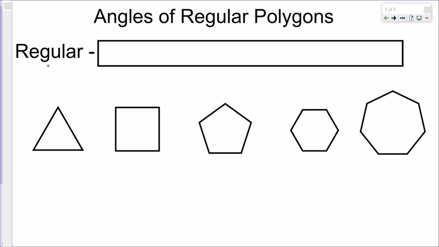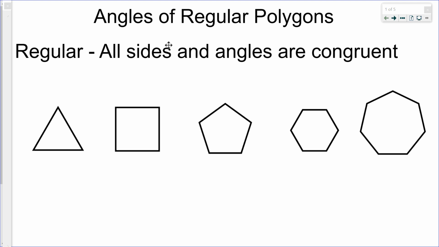First thing I want to do is review what regular means. In our sense for geometry, not in real life, regular means all the angles and all the sides are congruent. So we have special names for those. It's still a triangle, but we call that an equilateral triangle. An equilateral and equiangular quadrilateral is known as the square. We have a regular pentagon here, hexagon, hepta or septagon. So we just have to make sure that all of the angles and all of the sides are congruent.